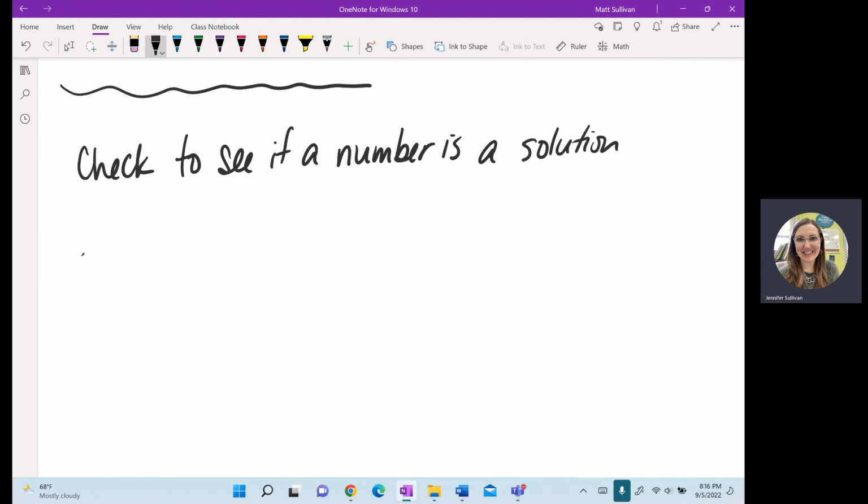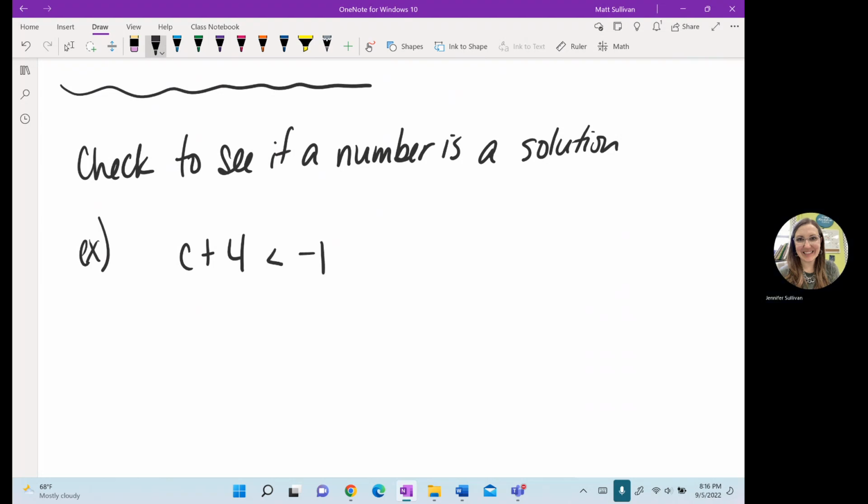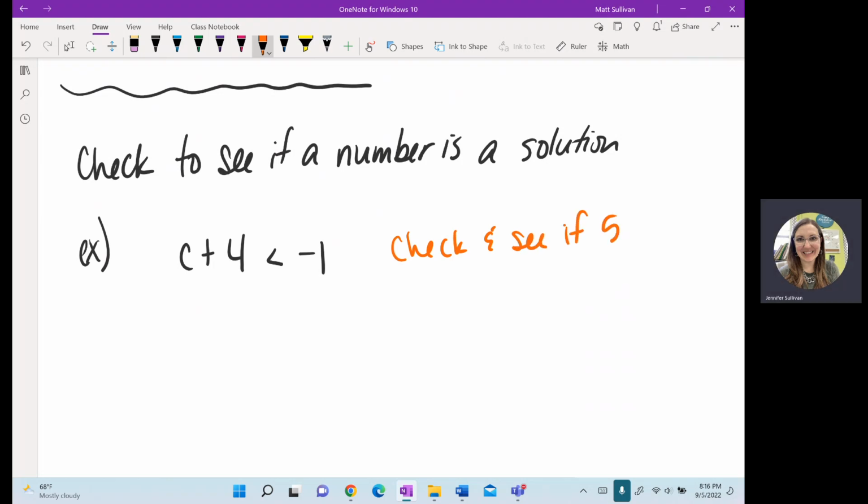So, for example, if I give you this inequality, c plus 4 is less than -1. We're not solving, we're not graphing anything right now. What I'm wanting you to do is to check and see if 5 is a solution.